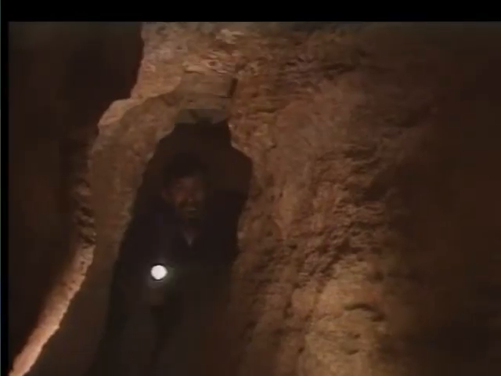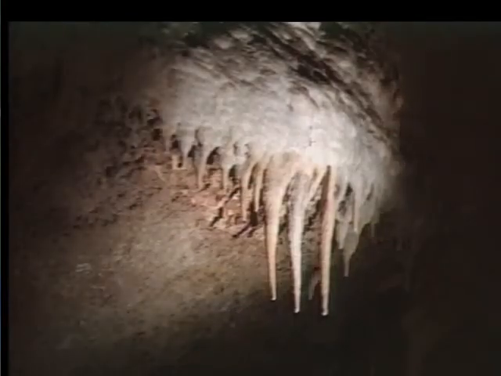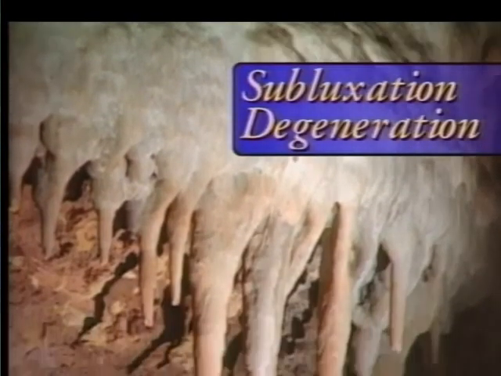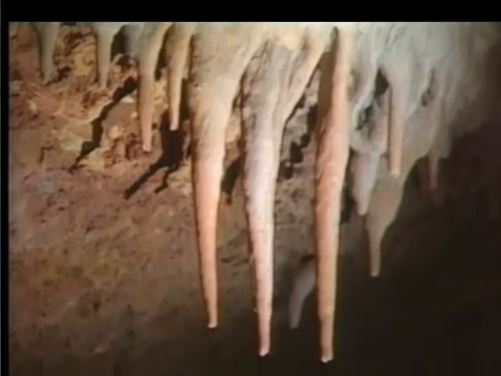With stress or injury to spinal joints, the body responds as it does to a broken bone. Like the mineral deposits in a cave, calcium is deposited on adjacent bone surfaces. If motion is not restored to the joint, the spinal bones can eventually fuse together. Doctors call this subluxation degeneration.